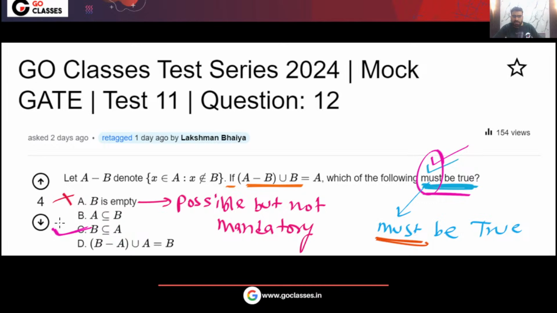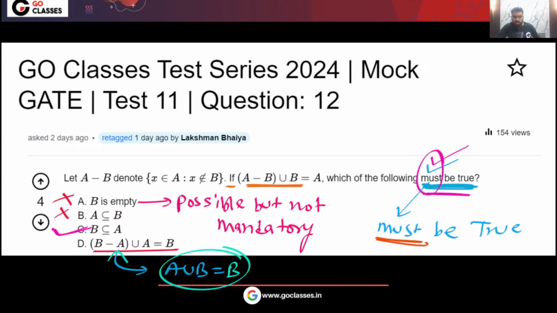Similarly, what about option A? That is also not correct. And similarly you can check option D. What is option D saying? B minus A union A equal to B. This option is basically saying that A union B equal to B. Now you can easily see this also may not be true. This also need not be true.